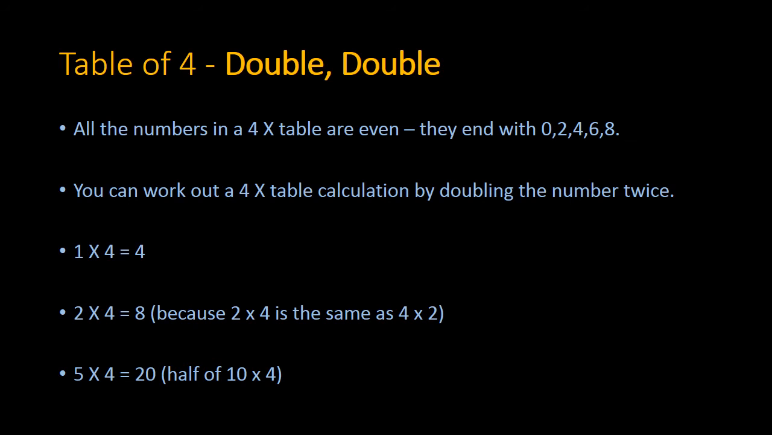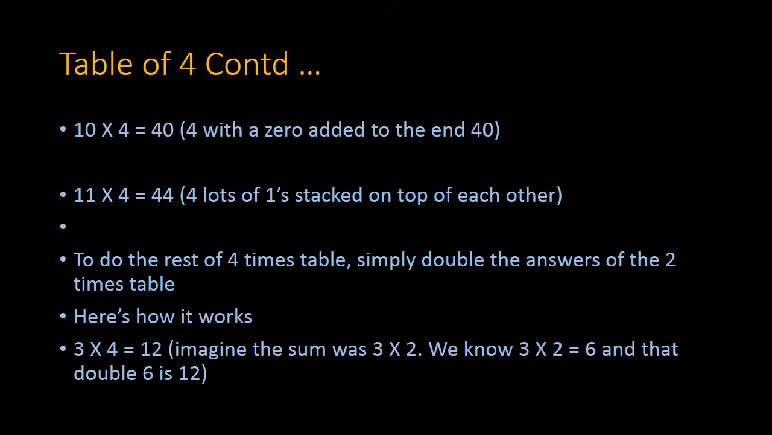Now coming to table of 4. Table of 4 doesn't follow any pattern as such, and the easiest method to approach this table is to double the number. Double the table of 2. So if you have mastered the table of 2, then approaching the table of 4 is a cakewalk. And how to approach a table of 4.